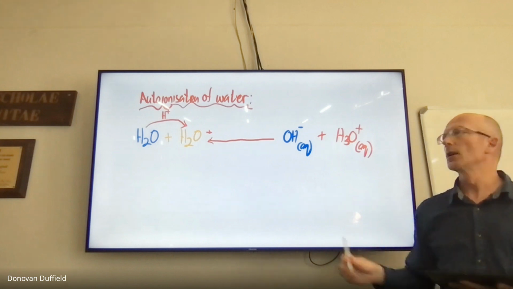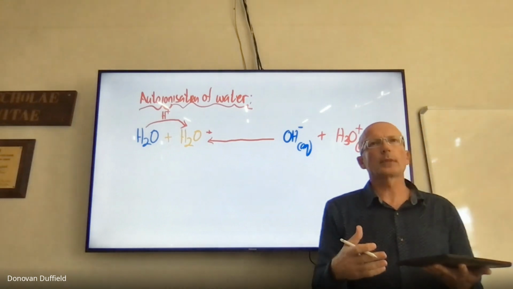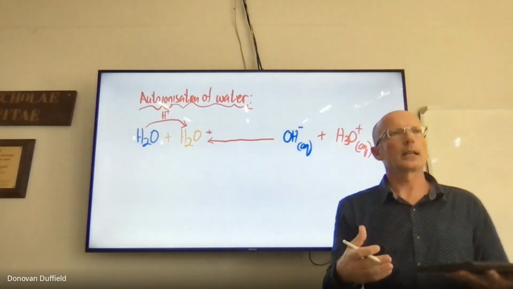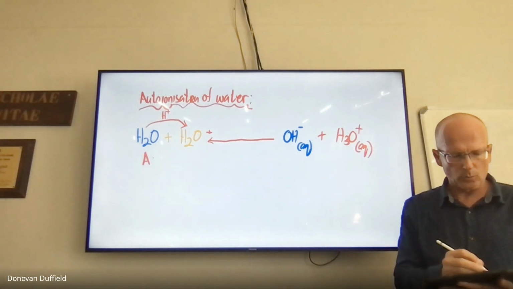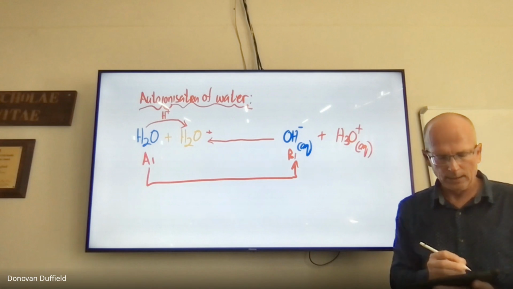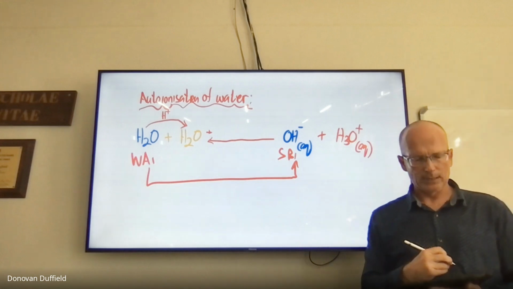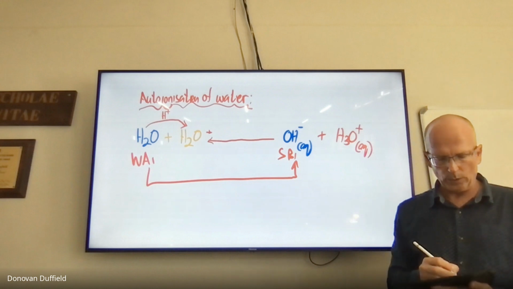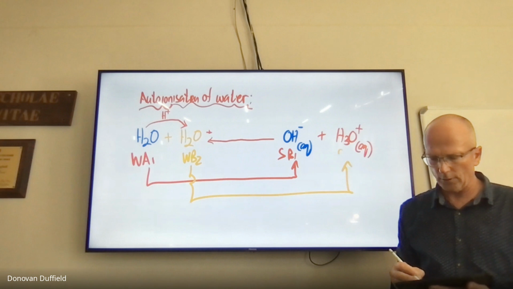All right, auto-ionization. We know that water can be amphiprotic. It can behave as an acid and a base. In this case, this is acid 1 and this is base 1. Remember I said to you, weak acid produces a strong base. This is going to be a weak base 2 and it's going to produce a strong acid 2.